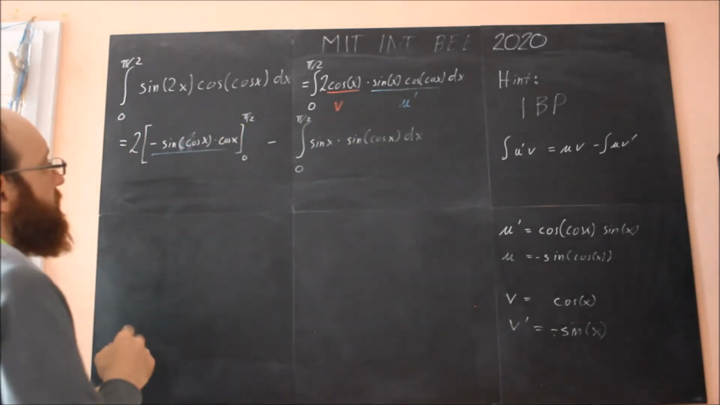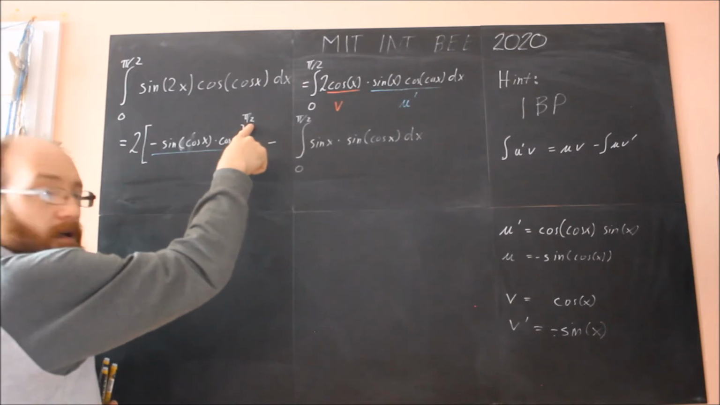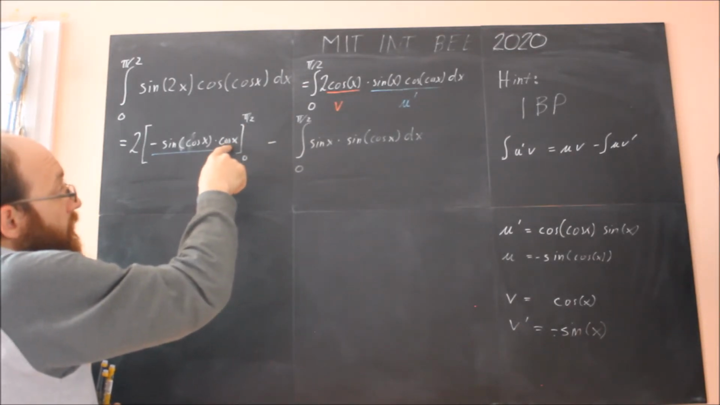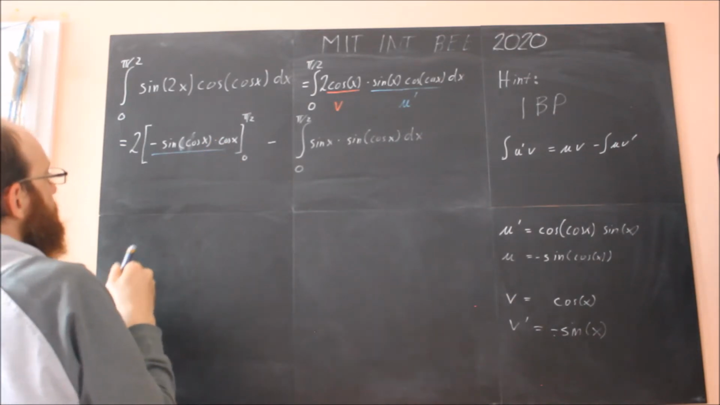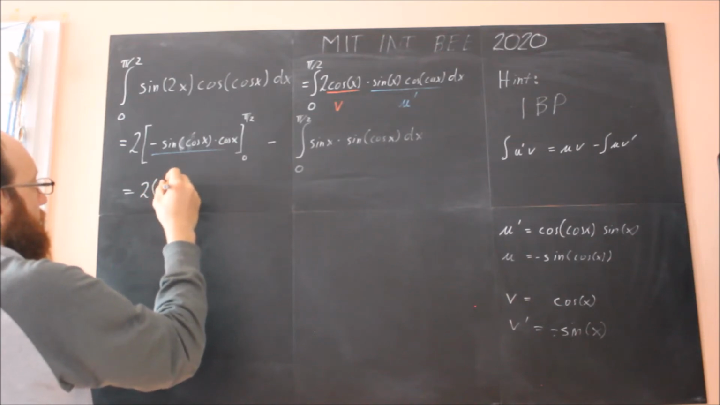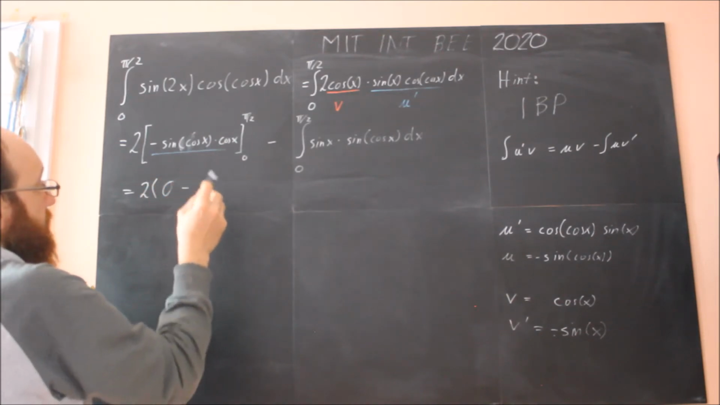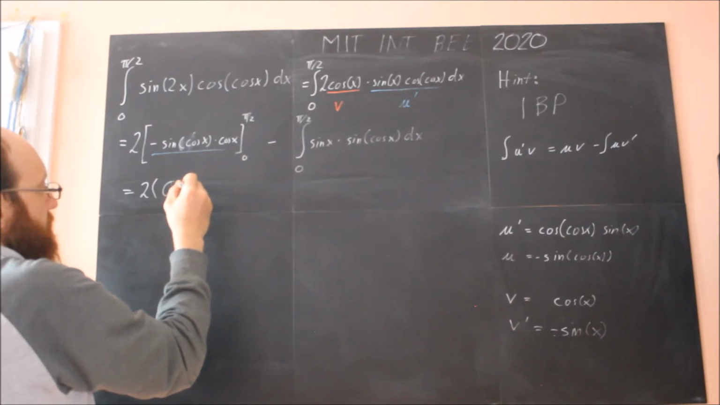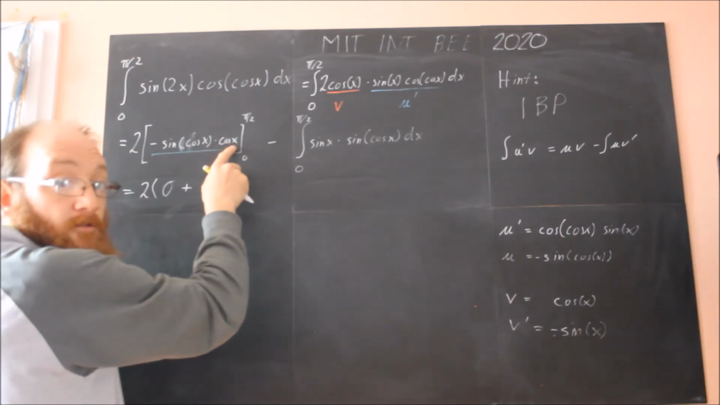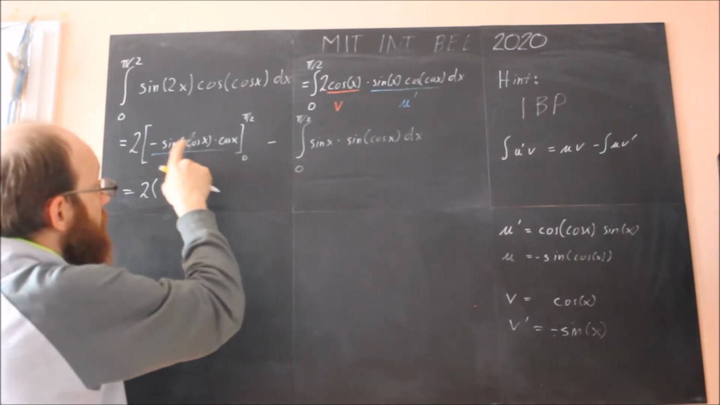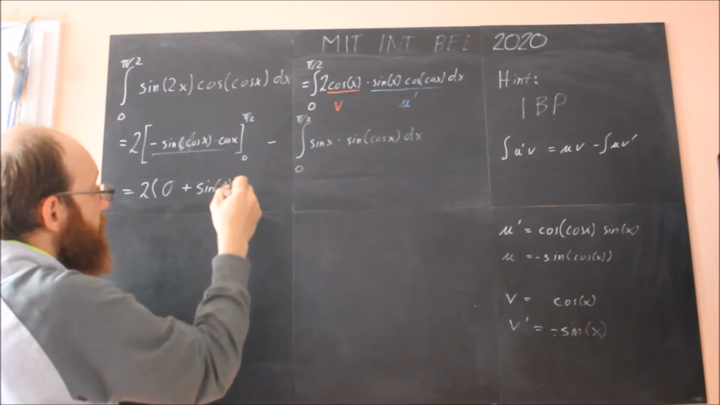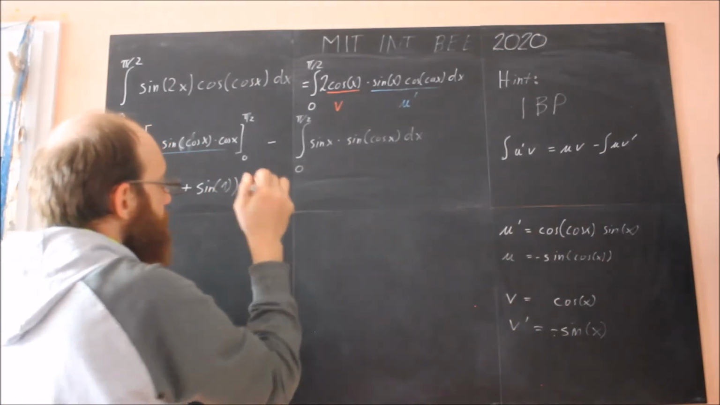Let's take care of this part first. If we plug in pi over 2, we get 0, so we have 2 times 0 minus, and this minus becomes a plus. If we plug in 0, cosine 0 is 1, cosine 0 is 1, so plus sine of 1.